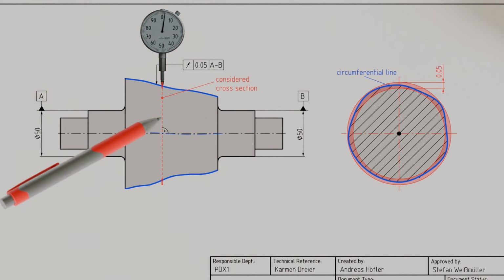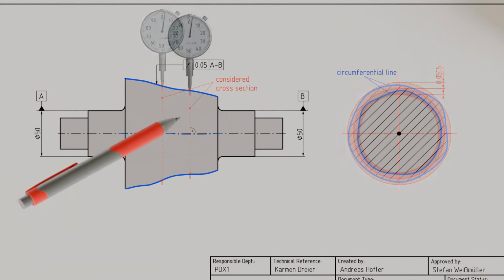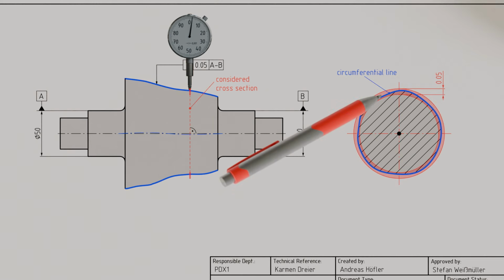Therefore, the tolerance zone diameter inevitably becomes smaller if the runout inspection is performed further to the right. The width of the tolerance zone of 0.05 millimeters, however, remains constant at all times. It is important to note that during circular runout inspection, measurements must be carried out independently at different cross-sections along the tolerated geometric element. The dial indicator is reset to 0 before each cross-section measurement, and the measuring process begins anew.